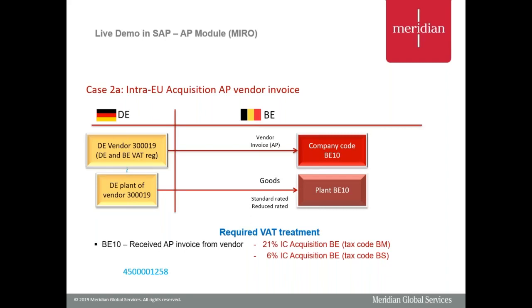In our system, that tax code is BM. And the other line needs to choose a different tax code, which is BS in our case, and that's 6% intercompany acquisition tax into Belgium.